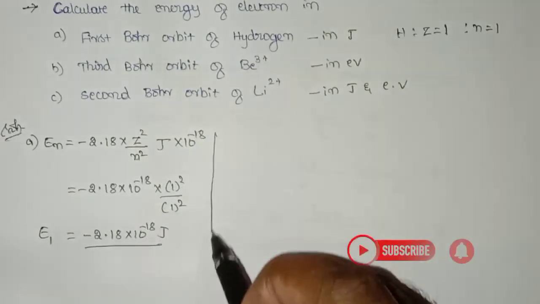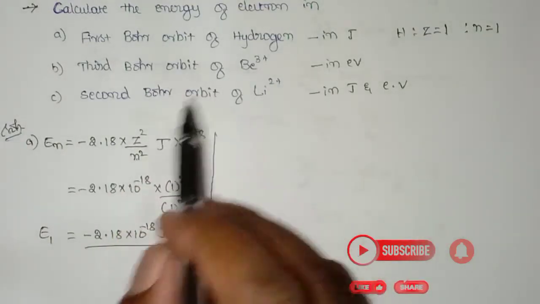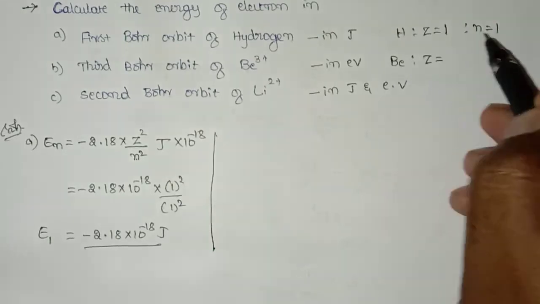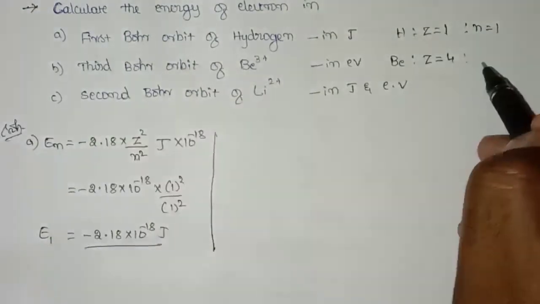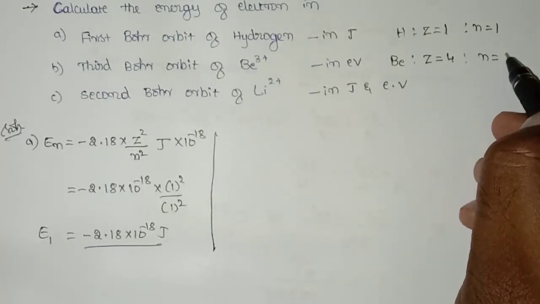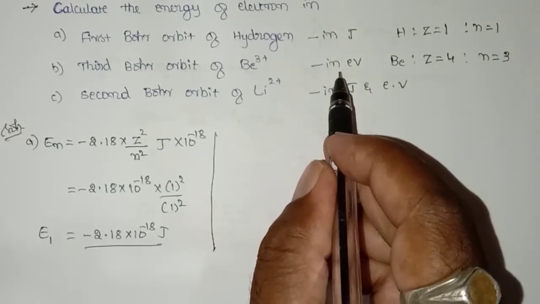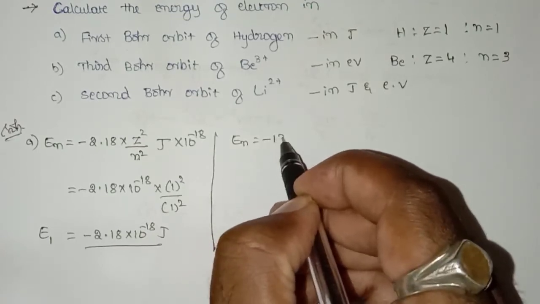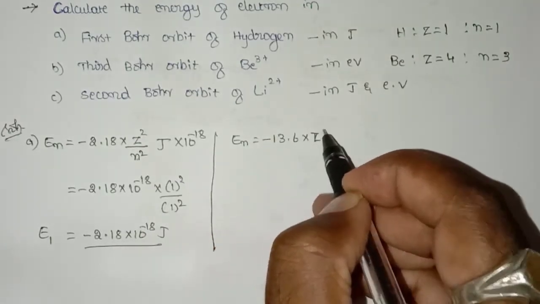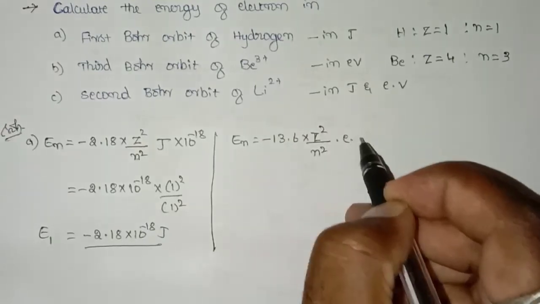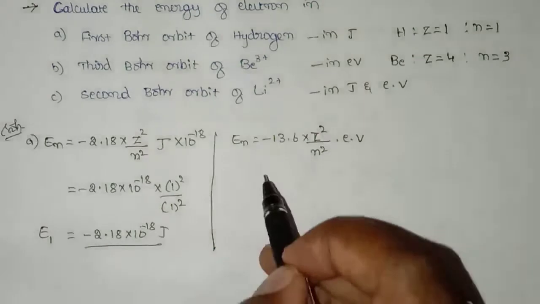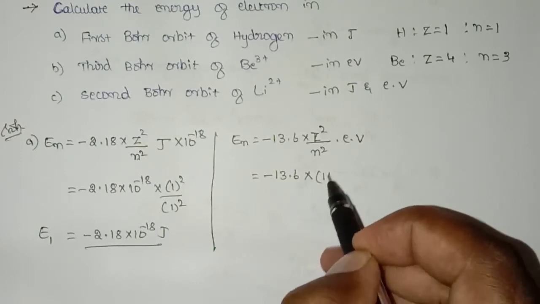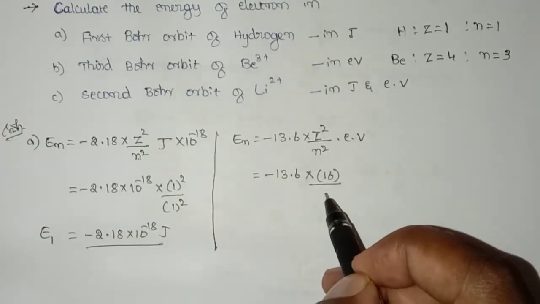Okay, so let us calculate for the second one, the third Bohr orbit of Be3+. Beryllium has atomic number 4, and for the third Bohr orbit, the value of n is equal to 3. So the expression used for calculating energy in terms of electron volt is En is equal to minus 13.6 into Z square by n square. So minus 13.6, the value of Z is 4, so 4 4s are 16, and the value of n is 3, 3 3s are 9.